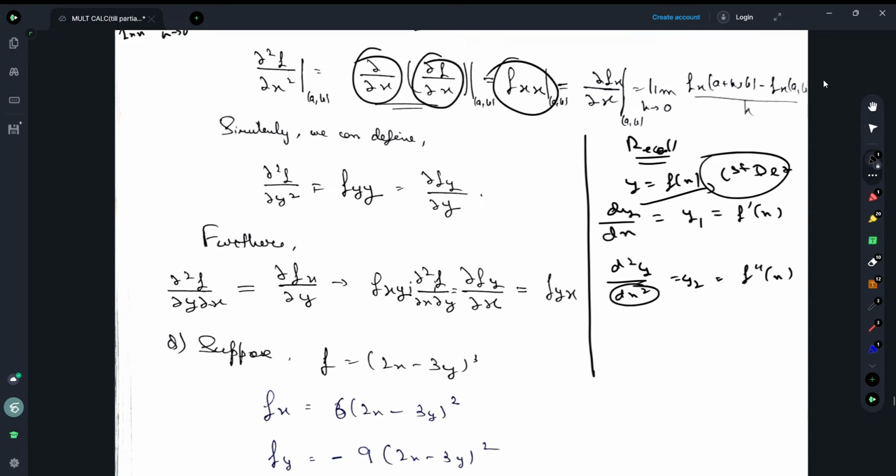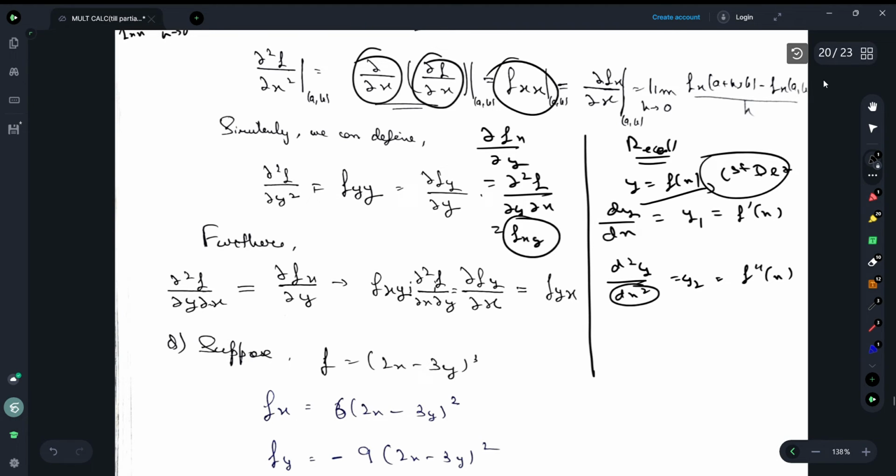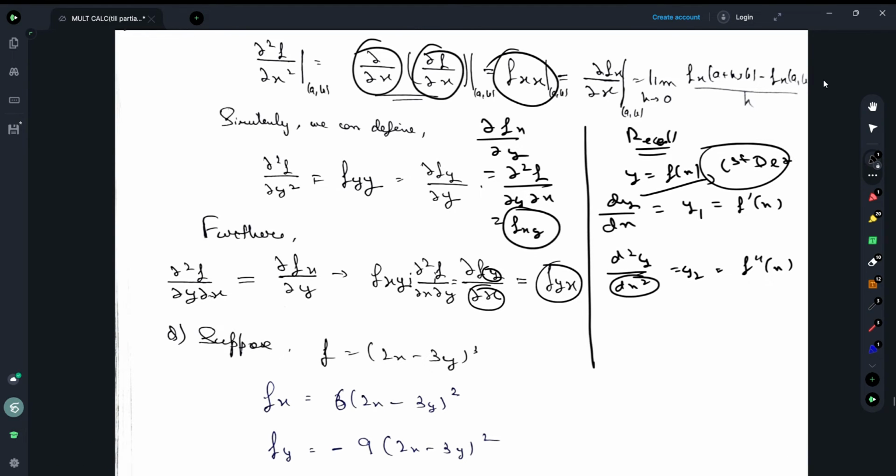Similarly, del 2 f by del y square is also the second partial derivative with respect to y. Is it clear? Now, in this case, we can also find second partial derivatives with respect to different variables. That is, if you differentiate fx with respect to y, you get del 2 f over del y del x. This is the notation, which is given as f of xy. F of xy is partially differentiating fx with respect to y. Similarly, partially differentiating fy with respect to x will give you f of yx. Is it clear? Very simple explanations.